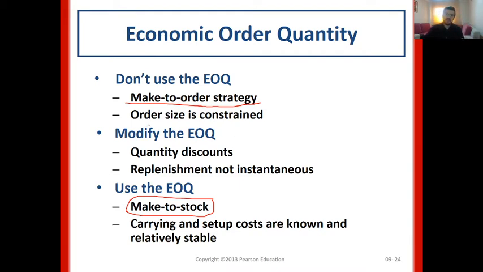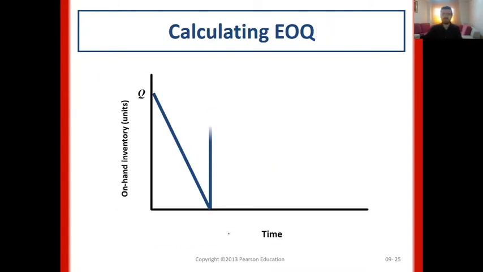And if there are quantity discounts, you can easily modify EOQ, but I'm not going to discuss the modified EOQ model with respect to quantity discounts or production amount and so on in this course. These are advanced models. I will leave them for an elective course. Also, EOQ is valid if the setup costs and order costs are known and stable, which is one of the assumptions in EOQ.